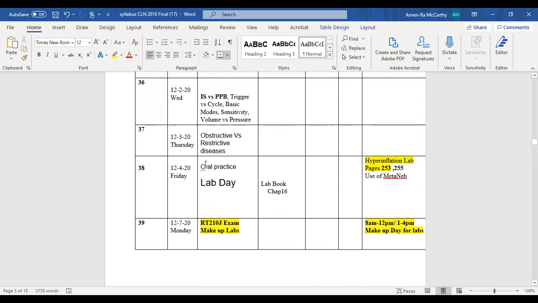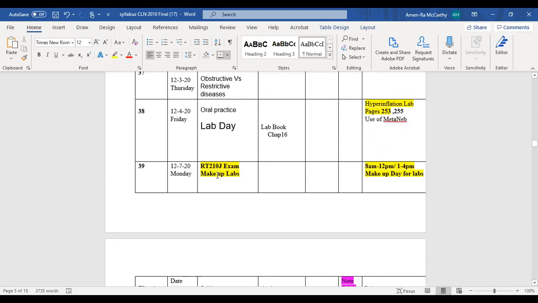Tomorrow we're going to continue on with the hyperinflation. And then Friday, which is at home, don't forget, tomorrow's from home only. Then Friday will be the come up to the campus to do your lab and practice our orals. Monday, take the test. You've got the weekend to study all that. Take the test on Monday.